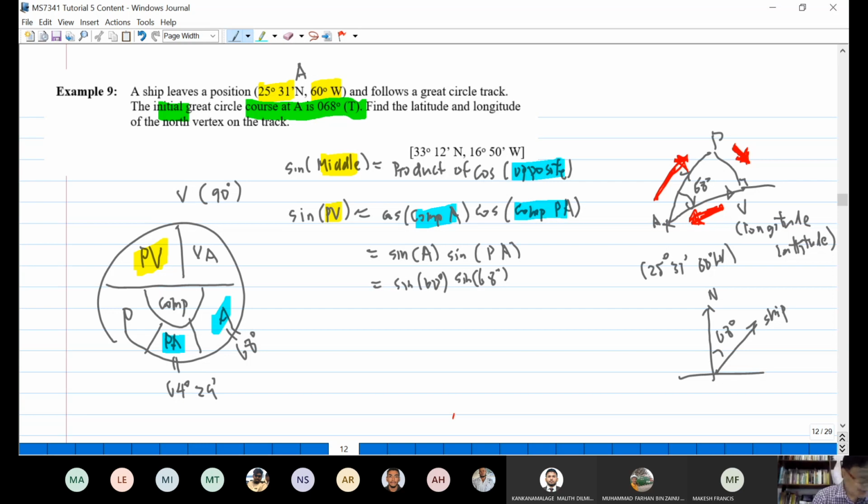Okay, so from here, you can find out what PV is. You'll find that this is equal to, let's calculate, 0.8367 and so on. Okay, it's not exact, but it's approximately. So I'll get PV now. PV is equal to sine inverse of 0.8367, and you find that it is around 56 degrees 48 minutes. Okay, this is PV.